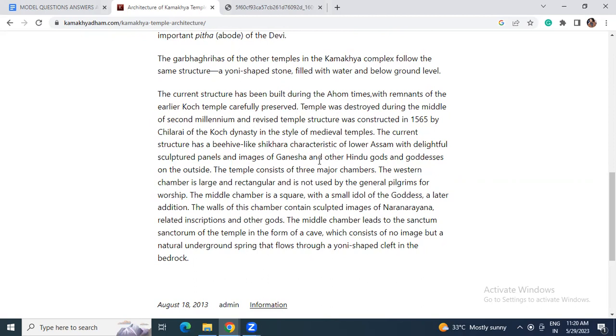And on the outside there are pictures and images of different gods and goddesses, and the temple consists of 3 major chambers. The western chamber is large and rectangular and is not used by the general pilgrims for worship. Then the middle chamber is a square with some small idol of the goddess and is a later addition.